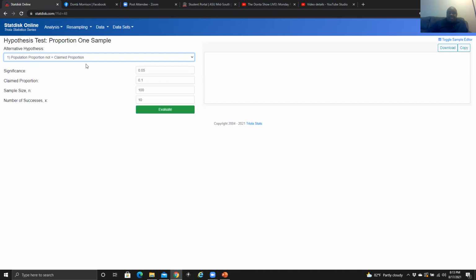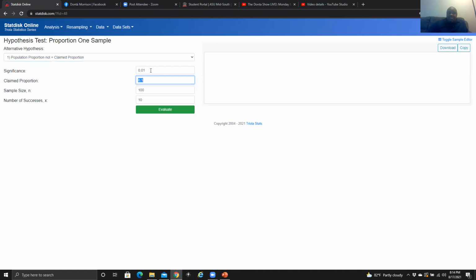Sometimes it does help to write out your null hypothesis and also write out your alternative hypothesis, because that alternative hypothesis, when you write it out, will tell you which one of those three options you're going to need to use. All right, now we need our significance level. We were told to use a 0.01 significance level. Now they give you 0.05 as a default. So in this case, we need to change that to 0.01 as our significance level.